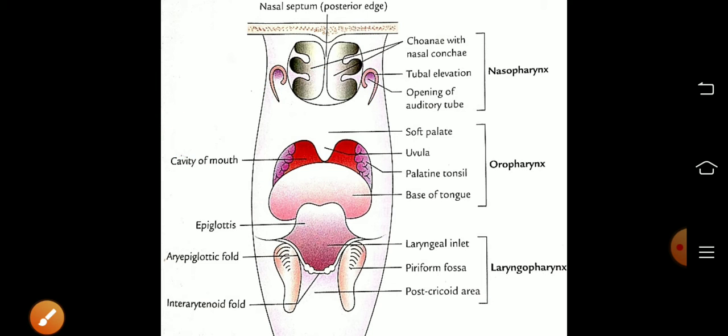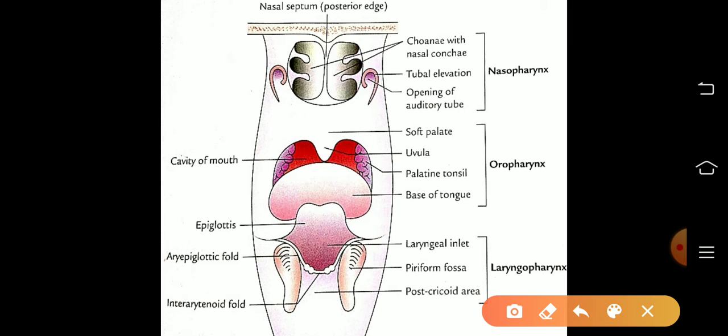Okay. Now two folds extend from this elevation: the salpingopharyngeal fold and the salpingopalatine fold. The salpingopharyngeal fold is something which is here. This is the salpingopharyngeal fold, which goes vertically downwards and then fades away.